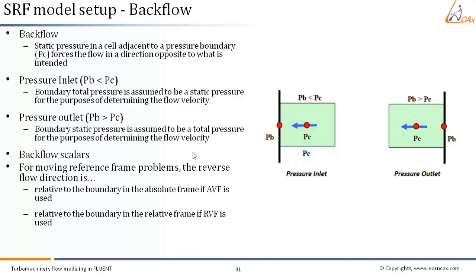In case of reverse flow, for moving reference frame problems, the reverse flow direction is relative to the boundary in the absolute frame if absolute velocity formulation is used, and it is relative to the boundary in the relative frame if the relative velocity formulation is used.